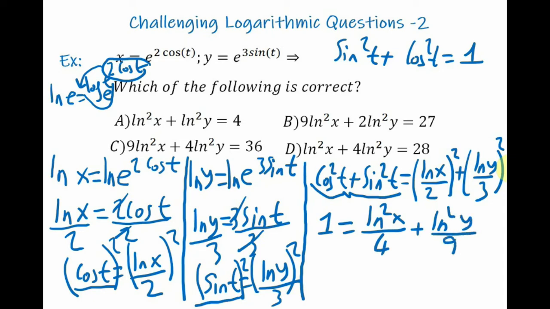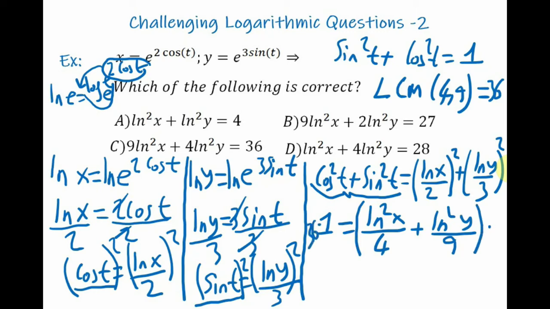And I want to get rid of the denominator parts. If you think of the least common multiple of 4 and 9, let me write it here. Because 4 and 9 are relatively prime numbers, their least common multiple is 4 times 9, which is 36. So I'm going to multiply both sides by 36.